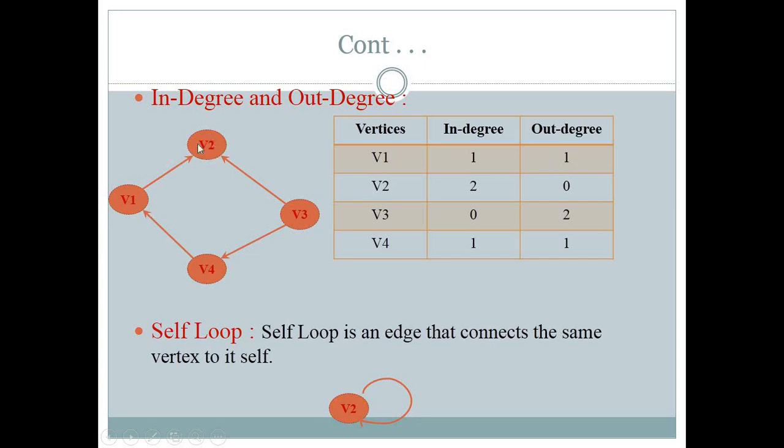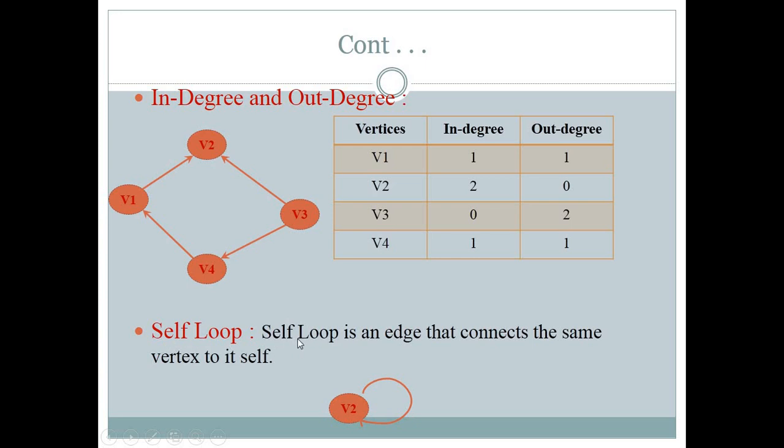For node V2, no outgoing degrees, both are incoming. So in degree is 2, out degree is 0. For V3, both are outgoing. So in degree is 0, out degree is 2. And for V4, 1 is outgoing and 1 is incoming. So 1 in degree and 1 out degree.